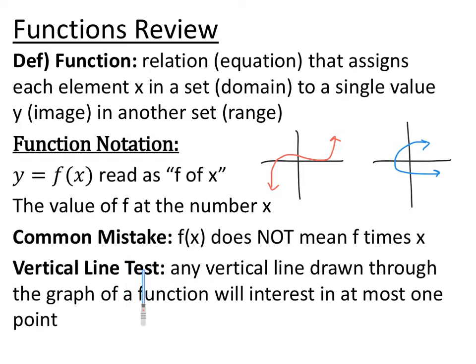Vertical line test. We use the vertical line test if we're given a graph of an equation to decide whether or not it's a function. If it passes the vertical line test, which means if you draw a vertical line at any place in the graph, it can only pass the graph at one point. So this first one would be a function, versus over here, if I draw a vertical line through this one, it crosses the graph in 2 points. So there's one x value that has 2 different y values, so that would not be a function.